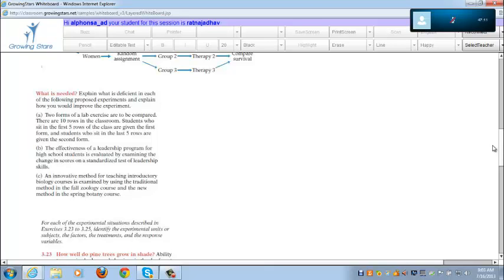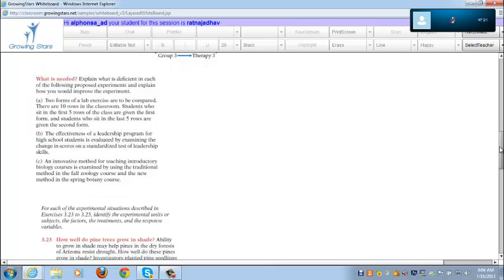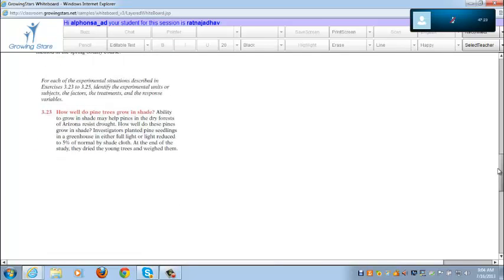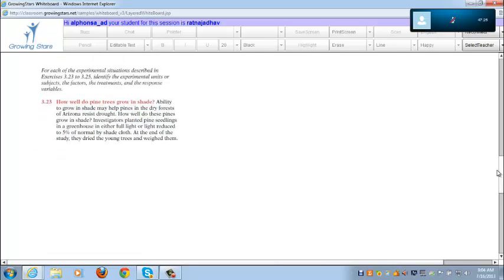Okay. First, the experimental units or subjects. We call subjects only human beings. So here, experimental units are the pine seedlings in the greenhouse. Right. Should I write it down? This problem I'll show you.